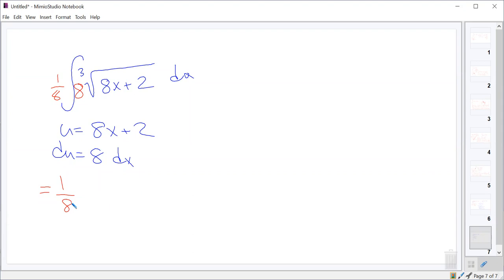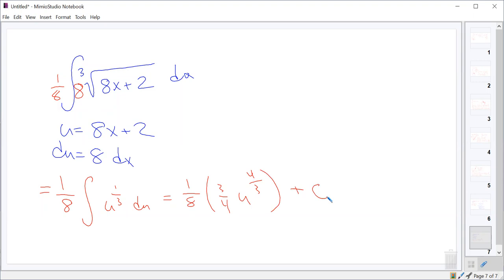Okay. All right. 1/8, right? The integral. Now we've got, let's see, 8 dx is du, and then u to the 1/3, right? So u to the 1/3 goes up to u to the 4/3. We divide by 4/3, make that 3/4. So we have 1/8, 3/4 of u to the 4/3.